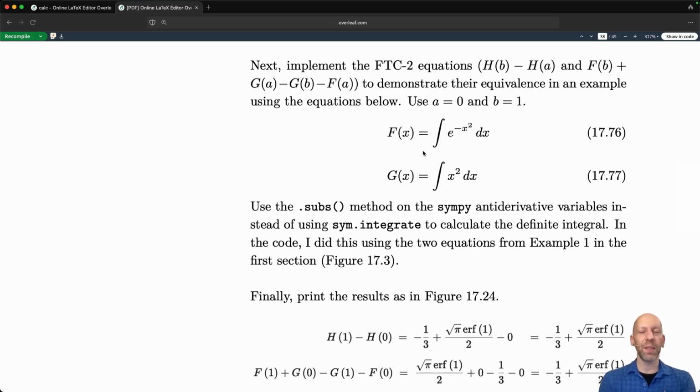This is actually the same two functions and the same bounds that I used in figure 3 and also in the previous exercise. But now here's the thing. The key part of this exercise is I do not want you to calculate the definite integral using sim.integrate with two inputs, where the second input would be the upper and lower bounds to evaluate the integral. Instead, what I want you to do is use sim.integrate just to get the symbolic expressions for the antiderivatives, and then use substitution on the SymPy antiderivative variables for these 6 functions, so h and f and g, evaluated at b and at a, in order to calculate these definite integrals according to the calculation specified by FTC2.